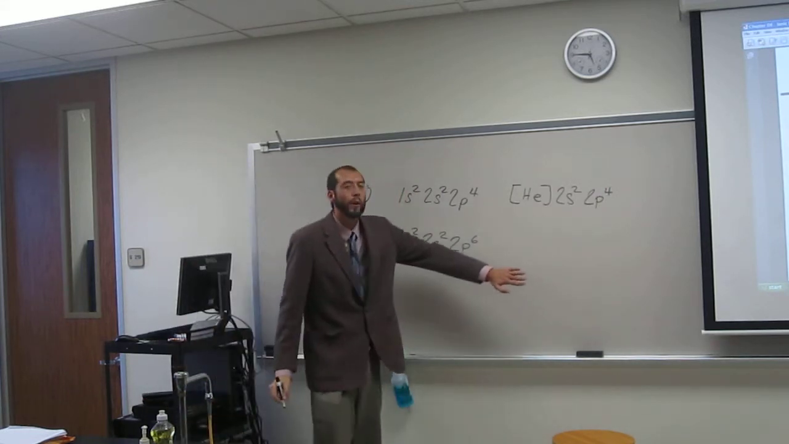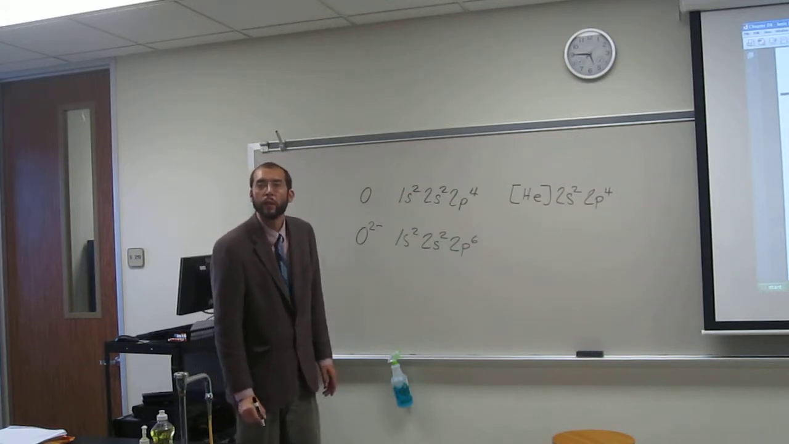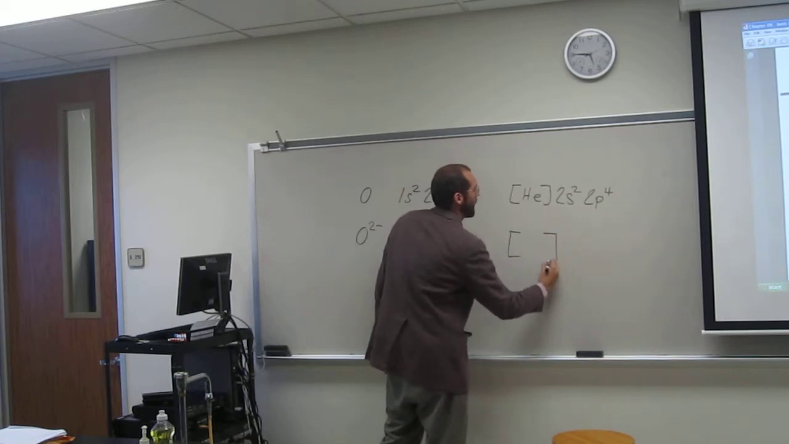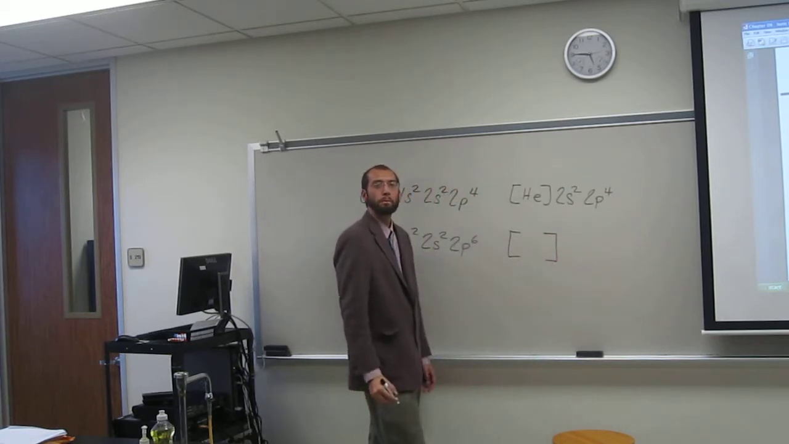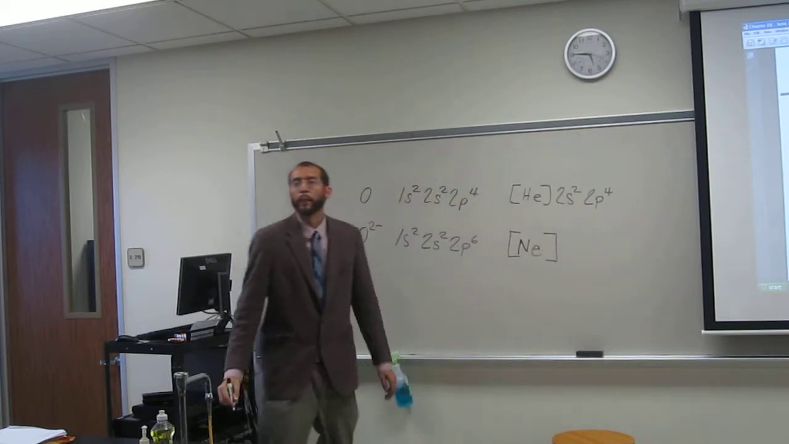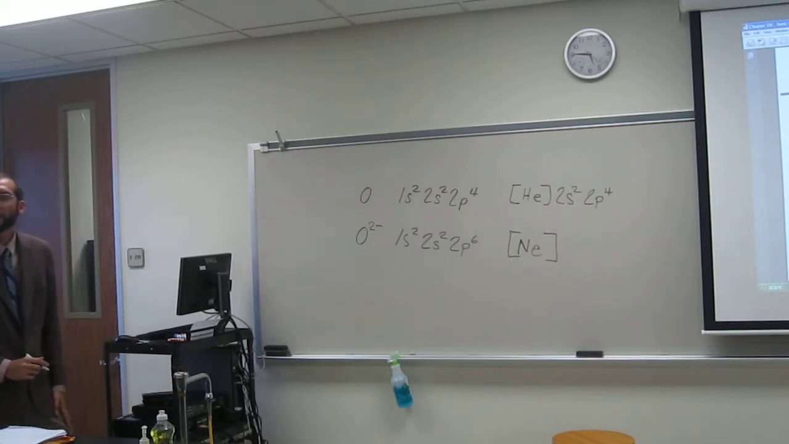And what if I asked you to write the condensed electron configuration of O2 minus? What would it be? Helium, 2s2, 2p6. That's it. Okay. That's the condensed electron configuration.